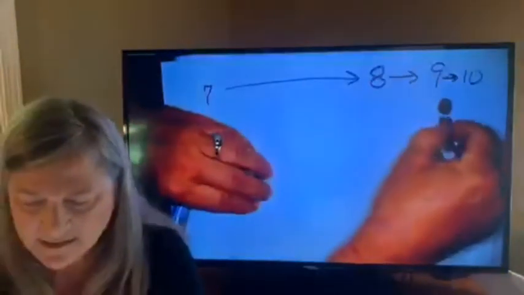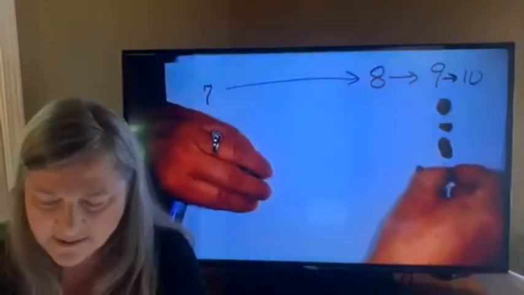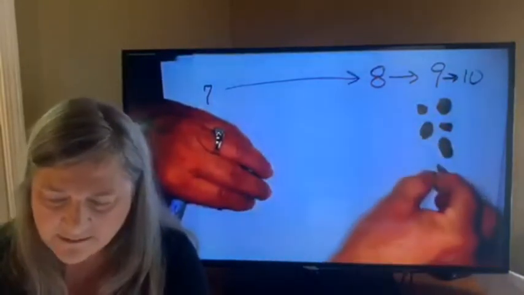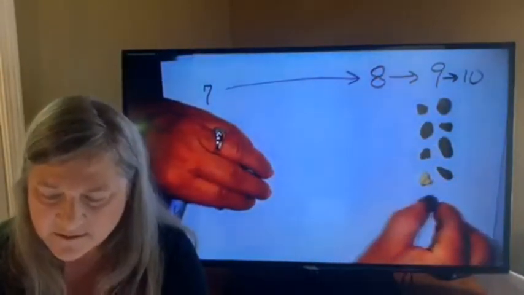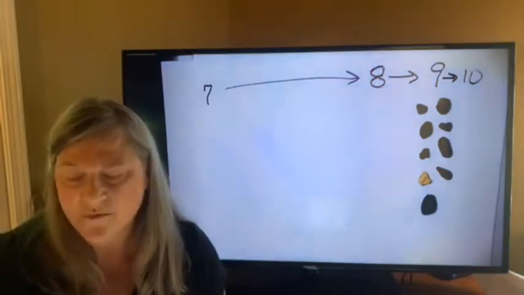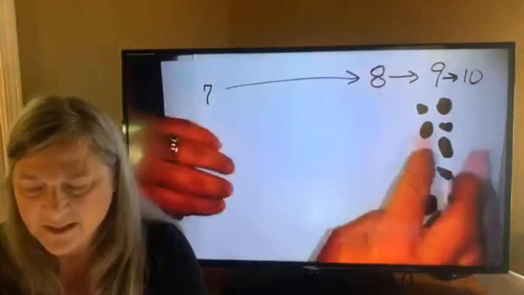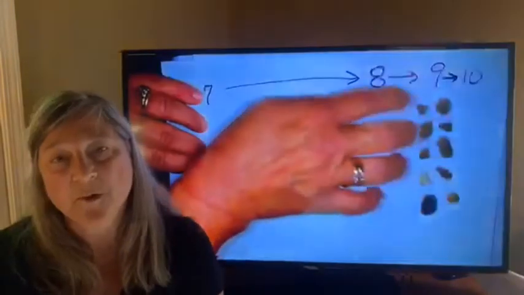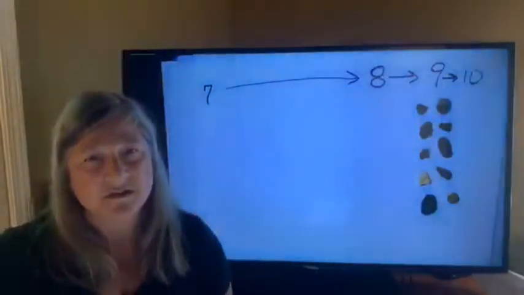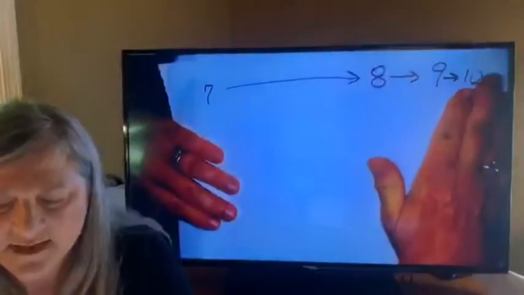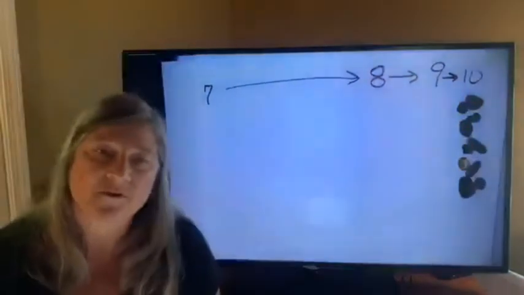Let's put this in an array. I'm going to have non-equal rows or columns here. So there's our 9. If we had 1 more, put 1 more stone on there, what do we have now? Well, and these are in an array for a reason. We want students to start thinking about arrays. So we have a 5 here and a 5 here. What does that give us? That gives us our 10. And what does that mean? That's 1 more than 9.